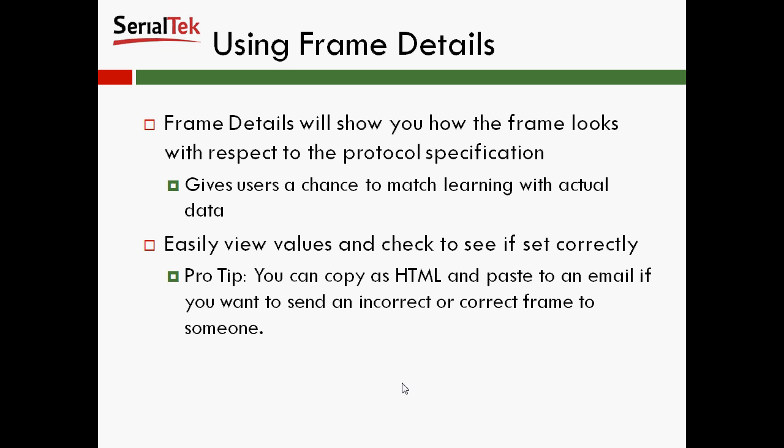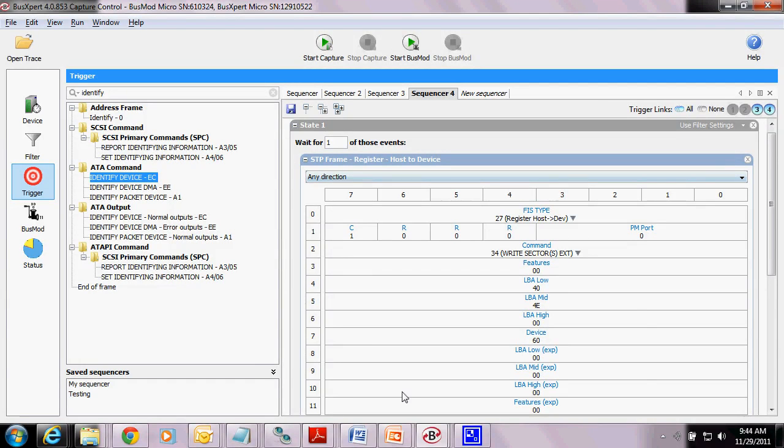One neat thing about the frame details view is it lets you really easily view values and check to see if they're set correctly. As a pro tip, you can copy as HTML and paste to an email if you want to send someone an incorrect or correct frame. So let's take a look at that.